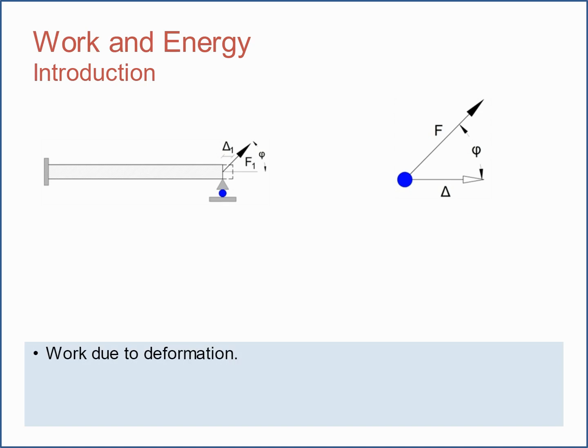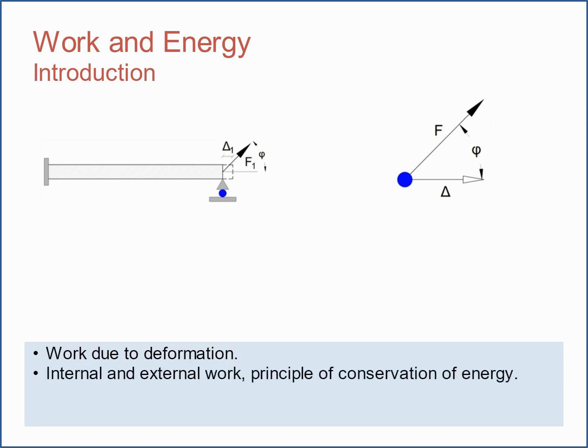In this section, the work due to the element deformation is examined. Expressions for the internal and external work on the structural member are derived, through which the principle of conservation of energy is proved. Vectors are introduced for the representation of the forces and displacements, which have magnitude and direction. Finally, it is explained that the work due to deformation can be calculated through the dot vector product.